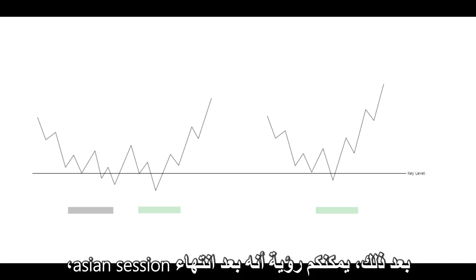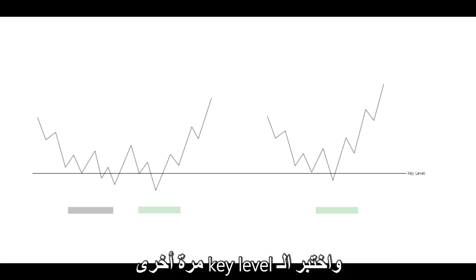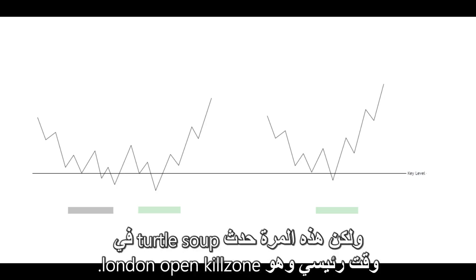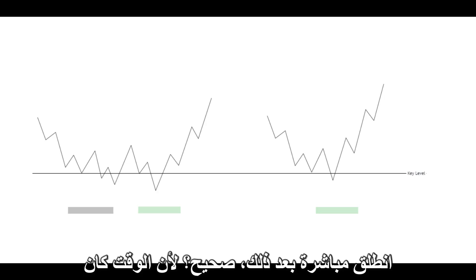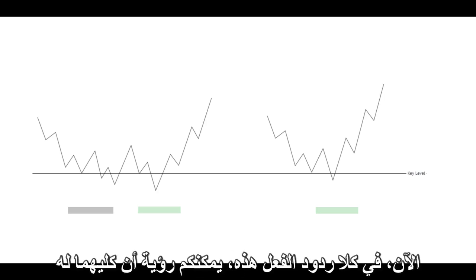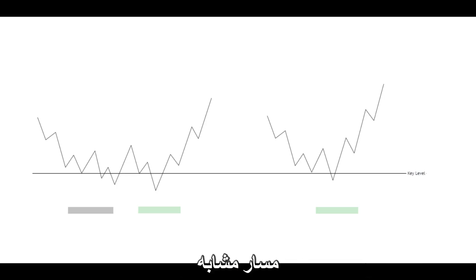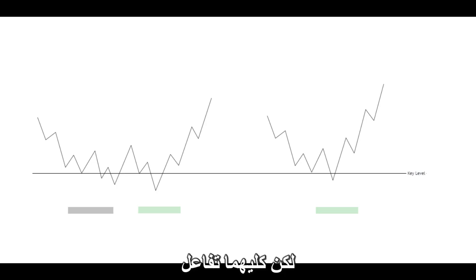After that, you can see after the Asian session ended, price came down below to take out the Asian session range low and tested the key level again and had a turtle soup. But this time, that turtle soup occurred at a key time, which is the London Open Kill Zone, and that's why you can see that price expanded straight away after that, right? Because time was aligned. Now, in both of these reactions, you can see that both have a similar journey towards the key level, and then both reactions also had similar testing of the key level and turtle soup, but both of them reacted differently, right?